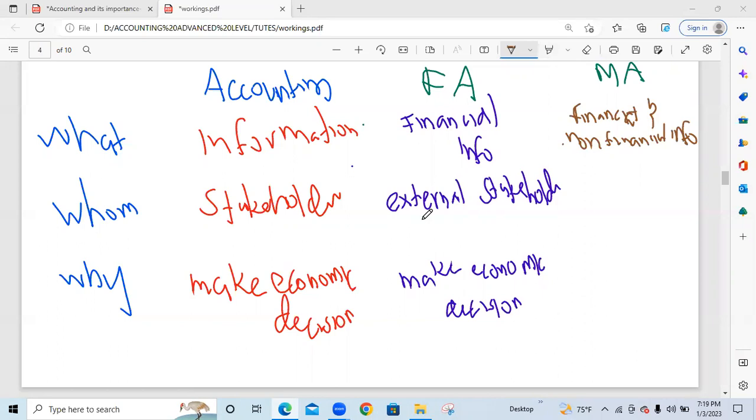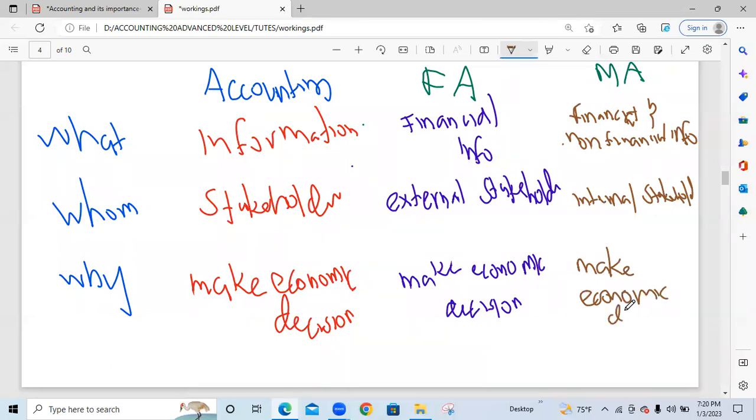To whom are you giving it? Internal, not external. Management accounting information is like secrets. You don't tell secrets to everyone; you only tell them to your close people, your house people. That's why it's internal. And why? To make economic decisions. If you want, copy this down: make economic decisions.